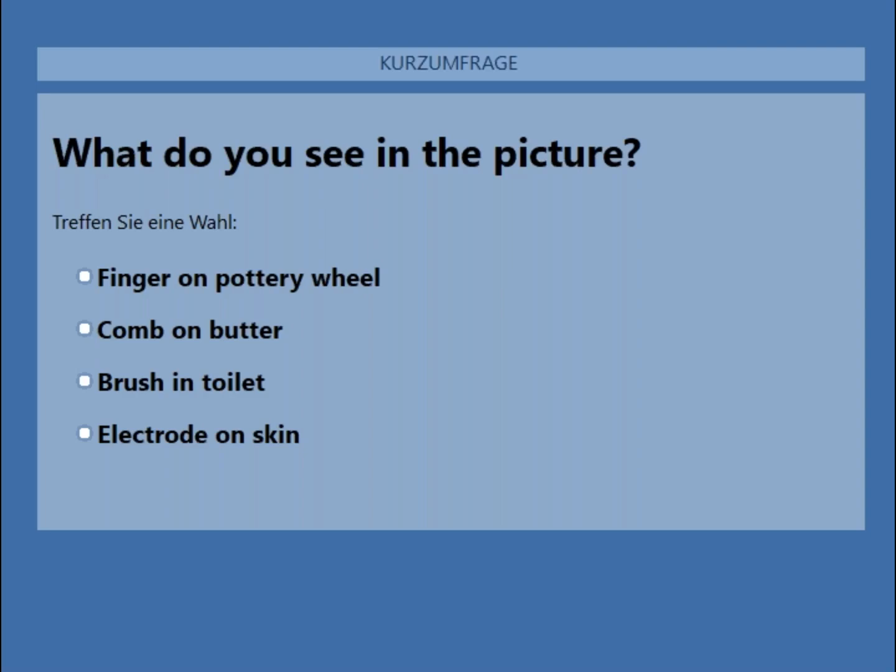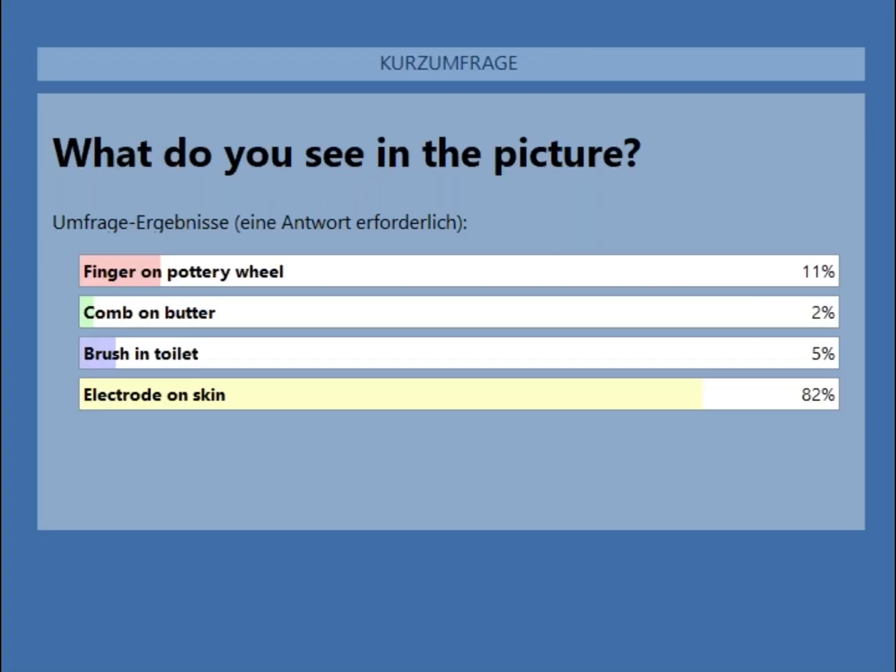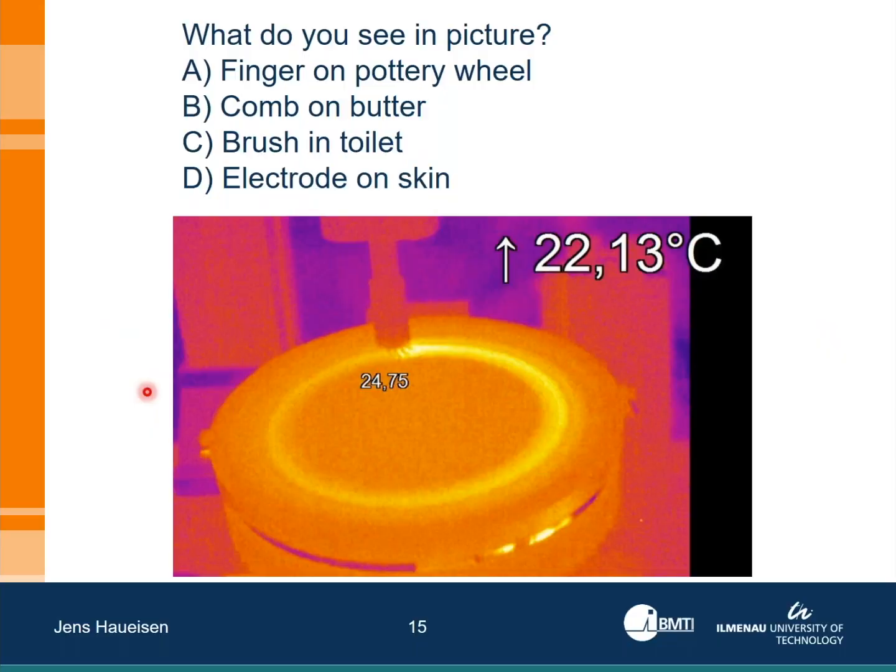Okay, thank you, Jens. The poll is ongoing. At the moment, around 50% of the participants have voted. Let's wait a few seconds longer. Okay, and here are the results. 11% answered it's a finger on a pottery wheel. 2% answered it's a clump on butter. 5% answered it's a brush in the toilet. And already 82% answered it's an electrode on skin. Is that what you expected, Jens? Yes, that was my hope.